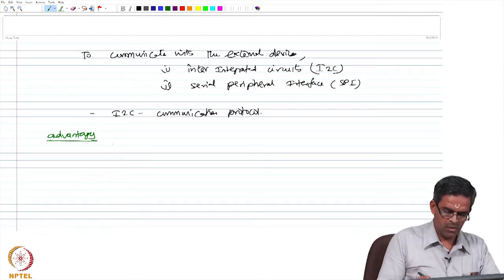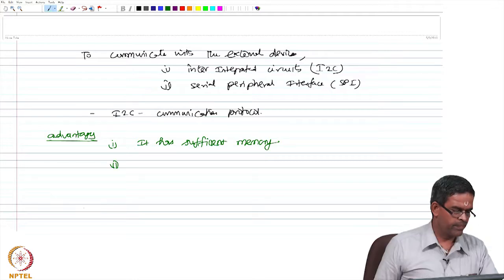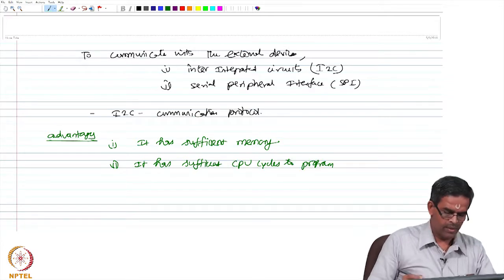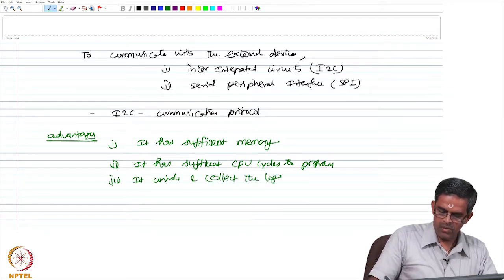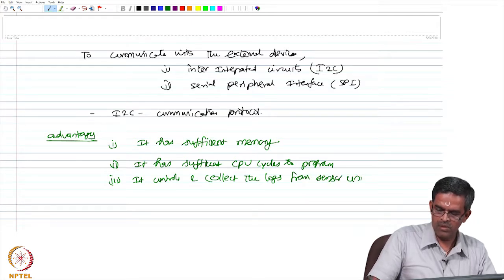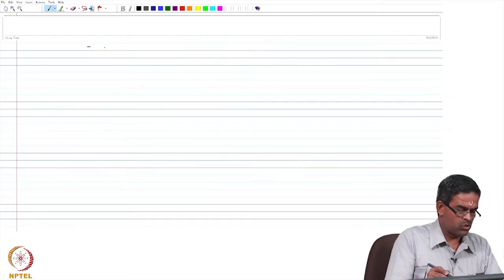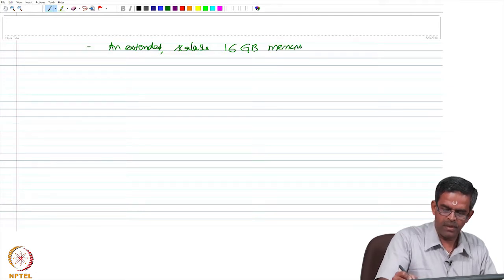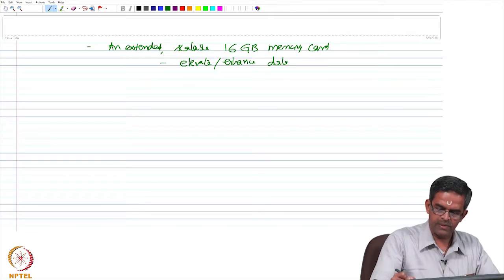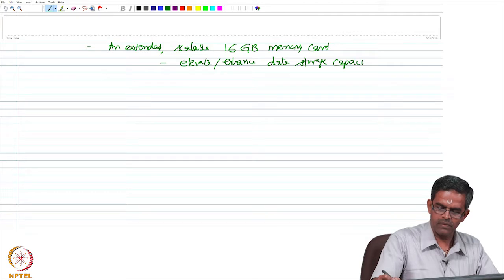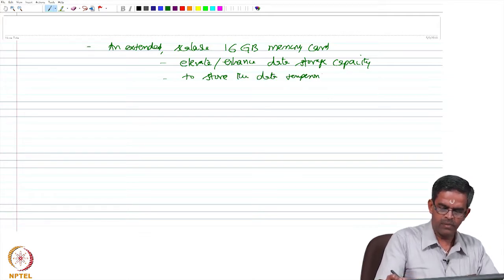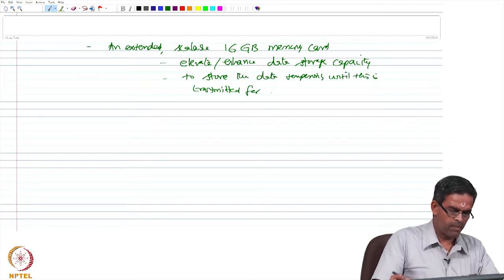There are many advantages of using this. I am looking at the important ones. One is it has sufficient memory. It has sufficient to program. Third, from sensor units. So, this device is recommended to be used with an extended scalable memory card, which is connected to enhance the data storage capacity. This is required to store the data temporarily until post processing.